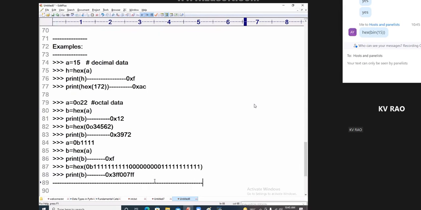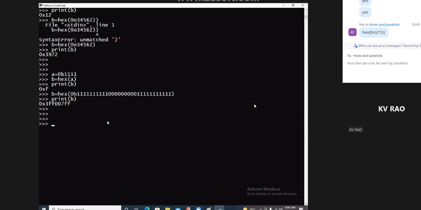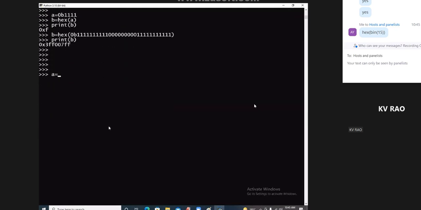My dear students, one important point I want to give you. See that point here, one piece of information. All of you carefully observe. A is equal to 15. Now I am converting into B. Vishal, Vinay, look at this. bin of A, converting into binary. Print of B, comma, type of B.